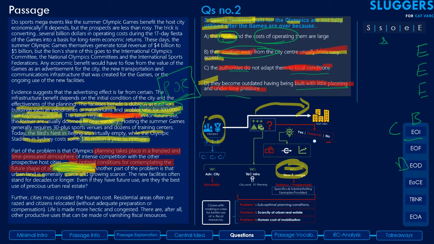These points have not been mentioned anywhere in the passage, so that's why you eliminate this very easily. So far as option C is concerned, again, because of authorities and the local conditions, these points are also outside the purview of the passage. So again, you eliminate them very easily.